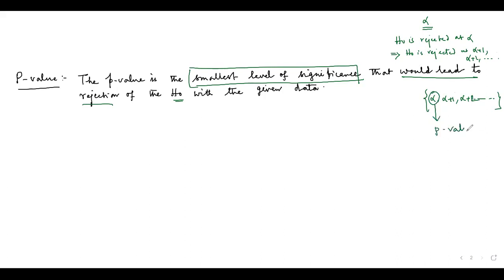That smallest one is actually called the p-value. P-value is also a kind of level of significance. So here is a note for you: p-value is also a kind of level of significance.